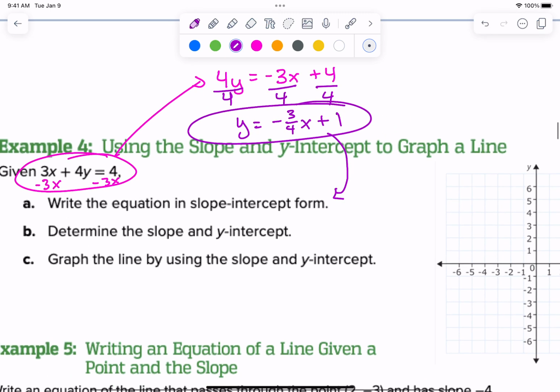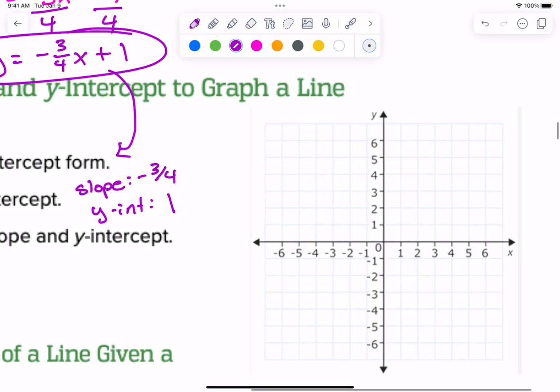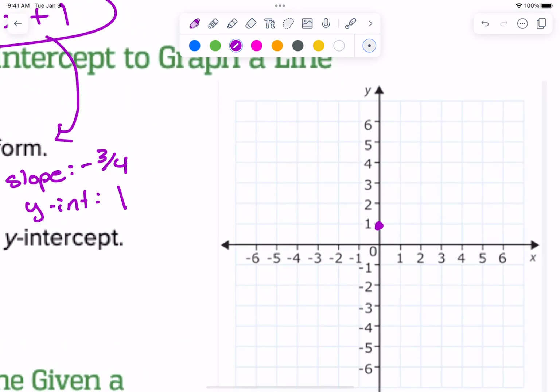Determine the slope and the y-intercept. What's the slope? Slope is negative 3/4. So the slope is negative 3/4. The y-intercept. The y-intercept is 1. Okay, graph the line by using the slope and y-intercept. Y-intercept is 1. We start there, and then from there we go how?